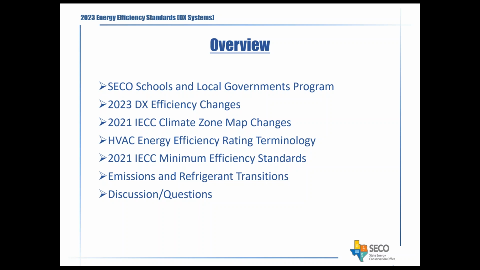I think it will be good to go over the International Energy Code climate zone maps. We would like to go over some basic definitions for rating terminologies in HVAC systems. And then we will have a little discussion on minimum efficiency standards in the 2021 Energy Code. And then in the end, I've got 1 or 2 slides because there is an impact coming down the line, or it's already in the process, which is emissions and refrigerant transitions impacts.